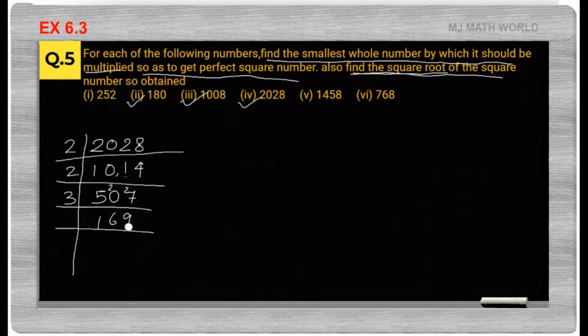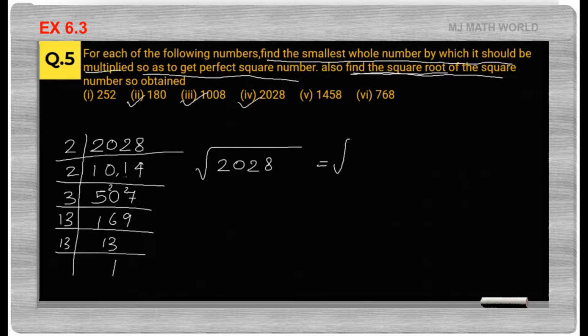169 is not divisible by the next prime number 5, but it is divisible by 13. 13 into 13 is equal to 169. 13 is divisible by 13, 1 time. Now the square root of 2028 is equal to the square root of 2 into 2 into 3 into 13 into 13. Look at this one. 2 and 13 have pairs, but 3 has no pair.